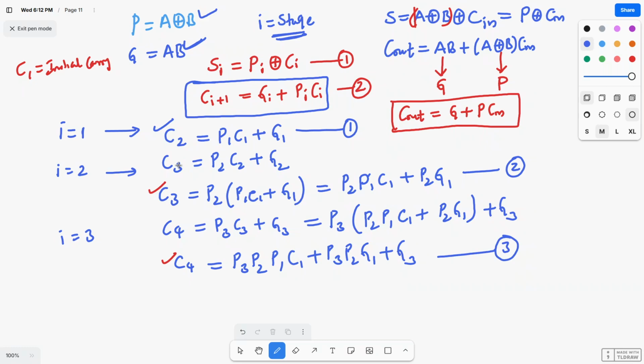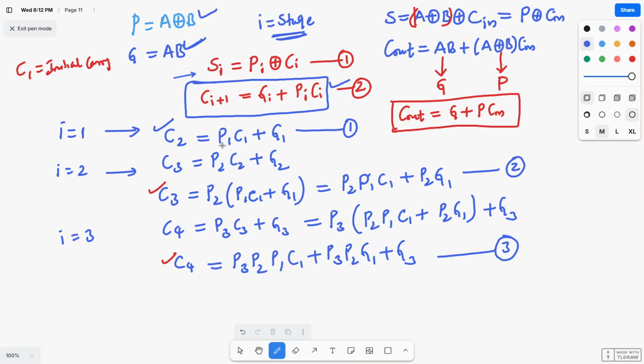Sir, will you repeat again, sir? I have a bit of confusion. See here. C(i+1) equals Gi plus Pi into Ci. This one you understood? Okay. So if you substitute i equal to 1 in this equation, what will you get? Tell me.